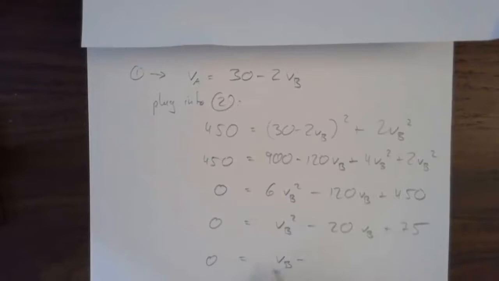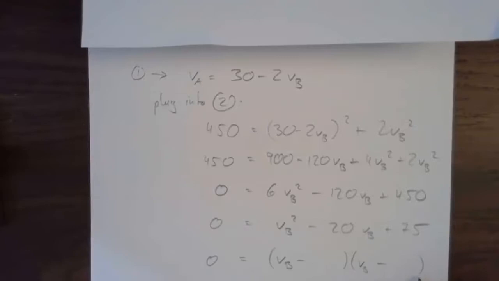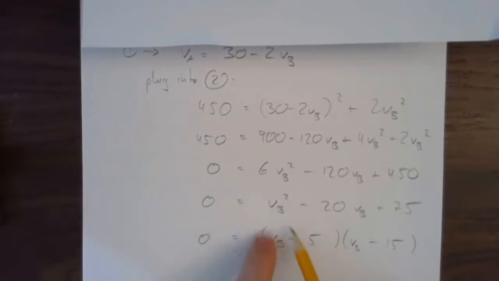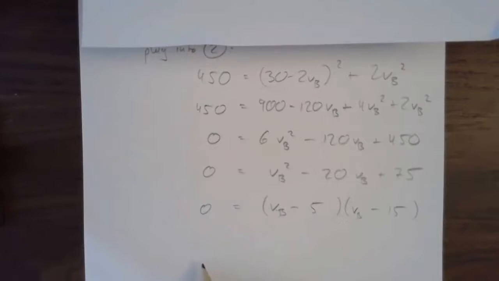Let's just factorize nicely. Of course, you could do this systematically, but I think you just use your arithmetical intuition a bit. And it turns out that this actually seems to work rather well. vB squared, vB minus 15, vB minus 5 is minus 20, 5 times 15, 75. It works out rather nicely. So we get two solutions. vB is either equal to 5 meters per second, or vB is equal to 15 meters per second.